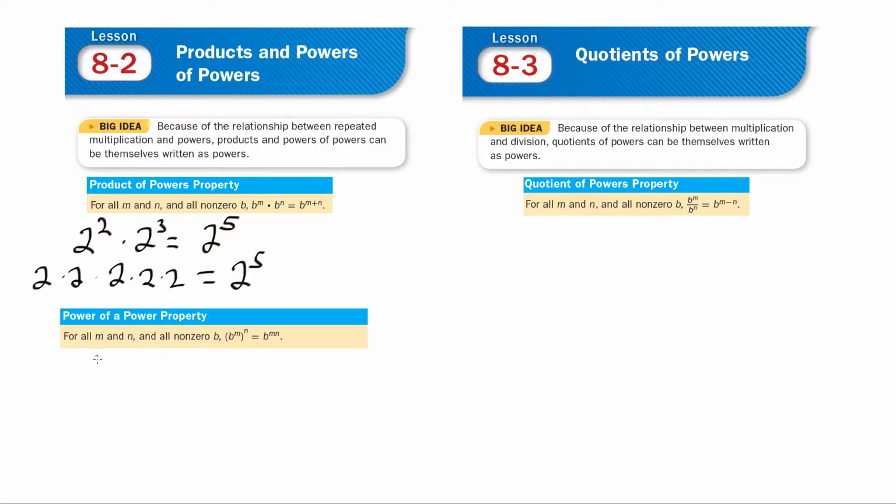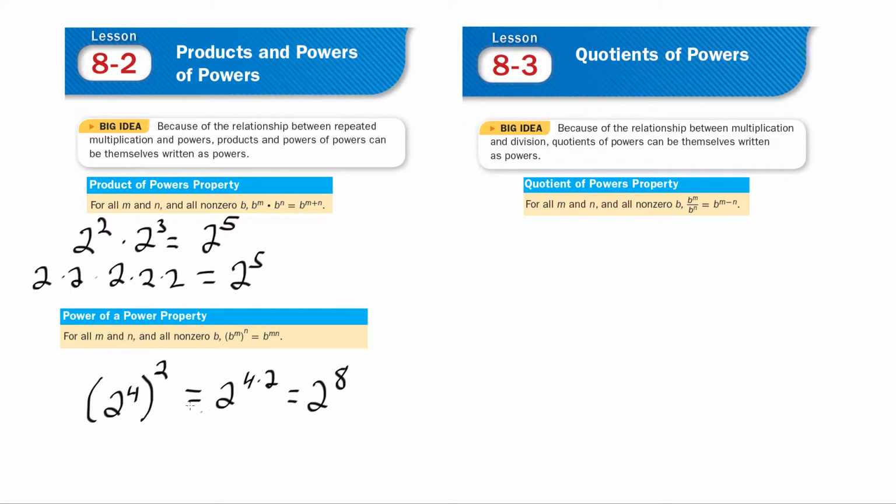Power of a power property. Now this is a little different, and this is saying if I have a base b and I raise it to the m power, and then I raise that whole thing to the n power, then it's b to the m times n. Well, why is that? Again, I'll use 2's. Let's take 2 to the fourth power, and we'll square that. That'll be 2 to the 4 times 2 equals 2 to the 8th power.